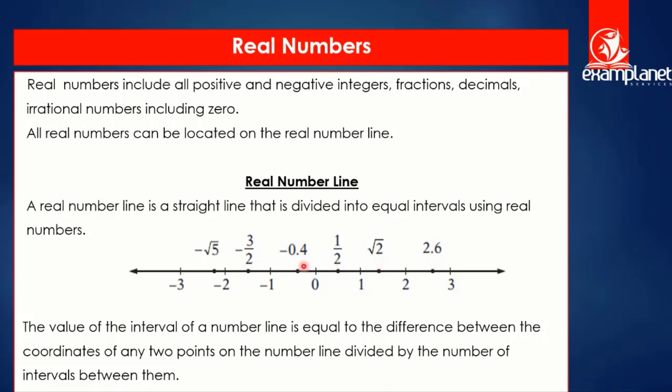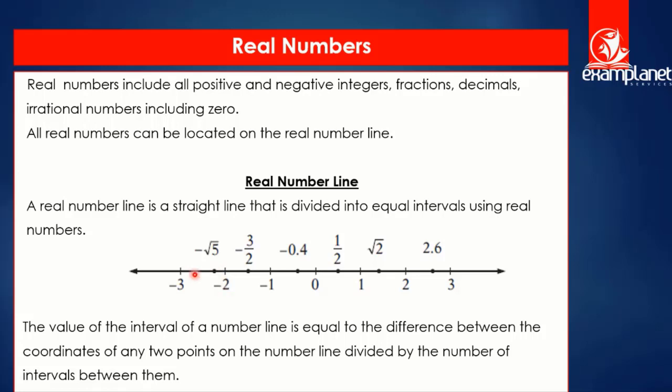Now, the important thing about any number line is the value of the interval. We should be able to give the value of the interval. And what do I mean by interval? I mean the difference between two successive coordinates. This is what we call coordinates: -3, -2, -1, 0. These are the coordinates.